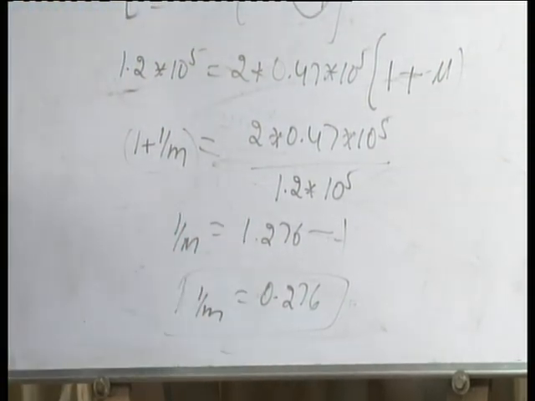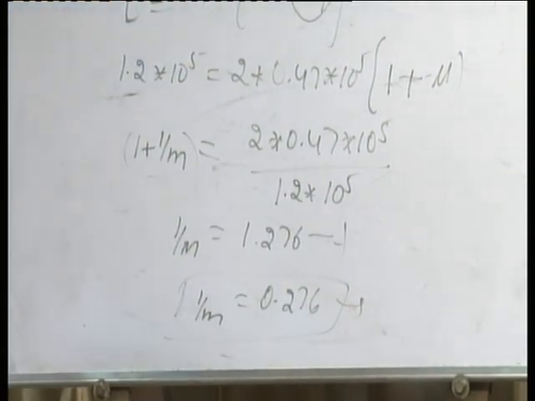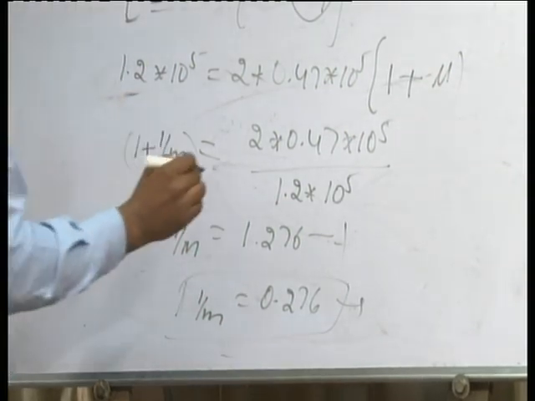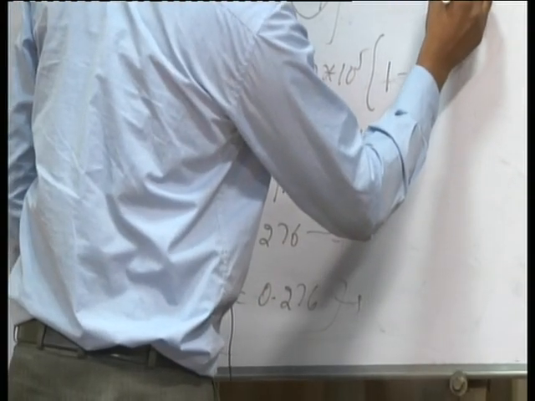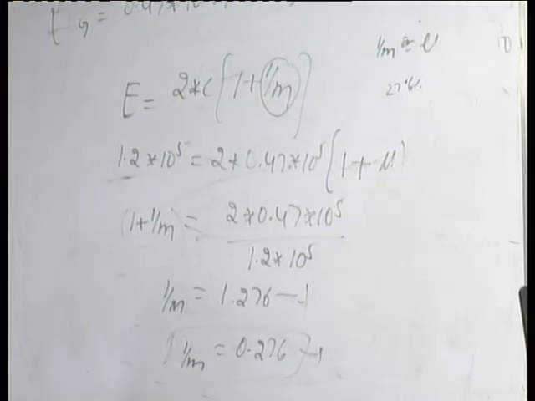Here we have to understand the meaning of this value, the meaning of Poisson's ratio 0.276. So 0.276 is nothing but 27.6%. That is, lateral strain is 27.6% of longitudinal strain.